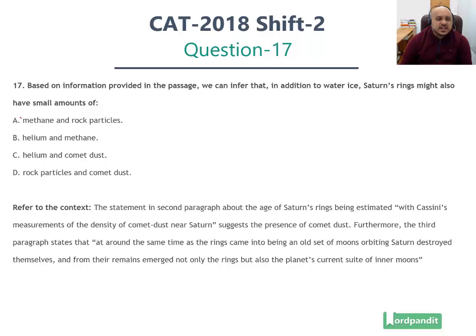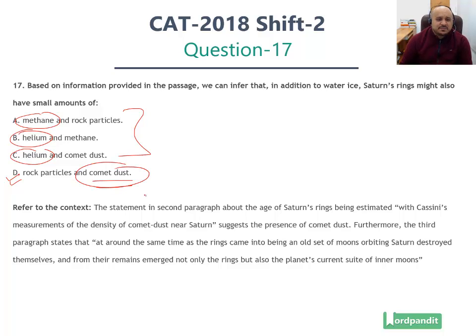Now, in the passage, there is no mention of methane or helium. There is simply no mention of these two things. Since there is no mention of these two things, that helps us rule out options A, B, and C. So that's not a problem. And that by elimination, we arrive at option number D as the correct answer.